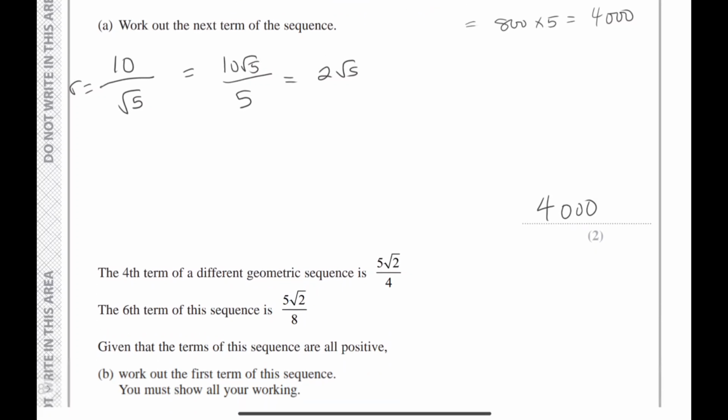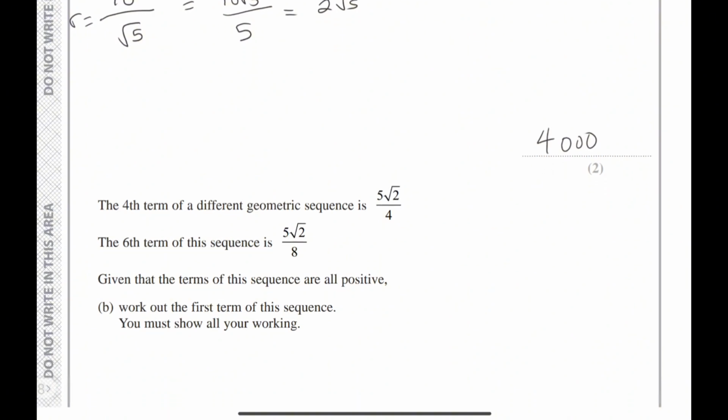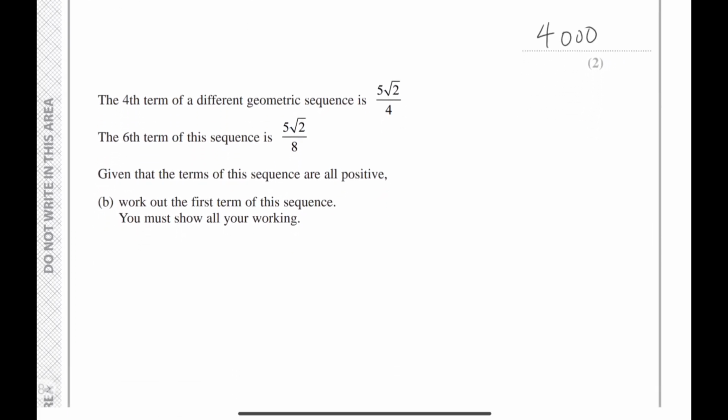The fourth term of a different geometric sequence is 5 root 2 over 4, and the sixth term of this sequence is 5 root 2 over 8. Given that all terms of this sequence are positive, work out the first term of the sequence. Easy. The fourth term is ar cubed, and that is equal to 5 root 2 over 4. And the sixth term is ar to the power 5, and that is equal to 5 root 2 over 8.